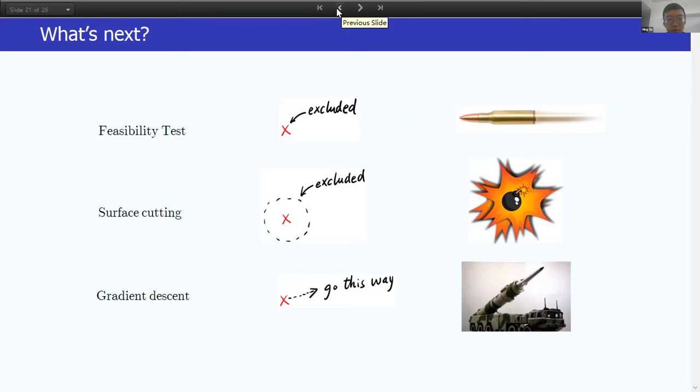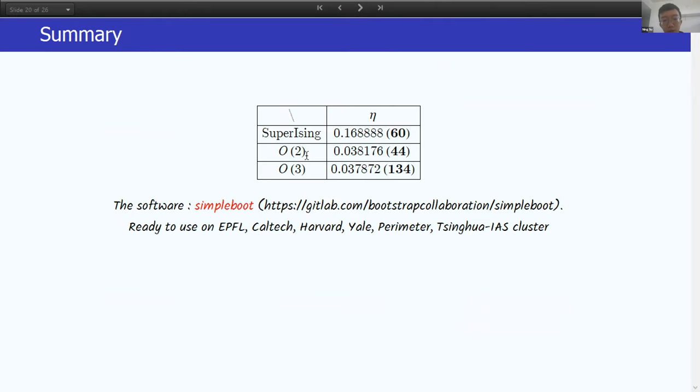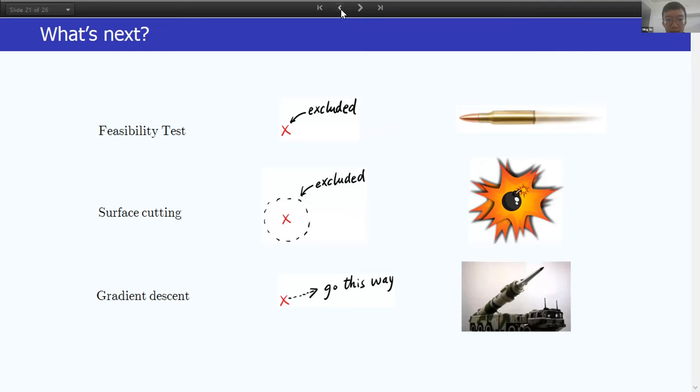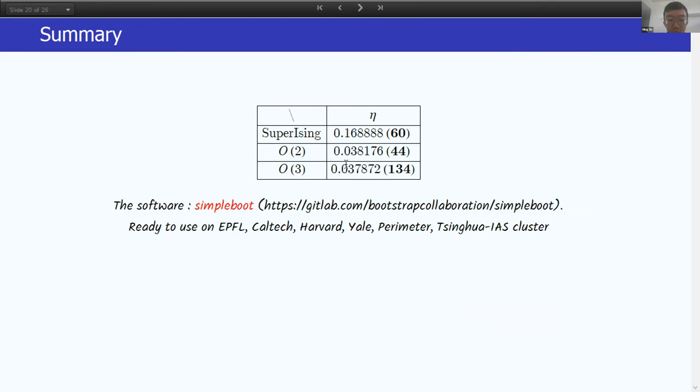So what's next? I showed you we made some progress, and this progress has interesting applications in condensed matter. But why did we stop at O3? There are so many interesting phase transition problems in condensed matter physics. So why don't we study them? Well, the problem is that to study more and more complicated CFTs, we have to mix more and more operators. And then the scan problem becomes more and more challenging.